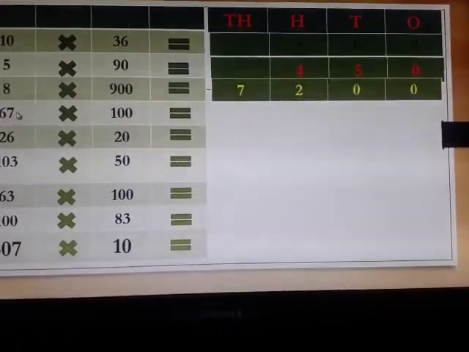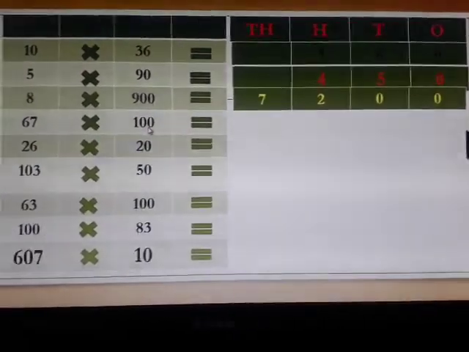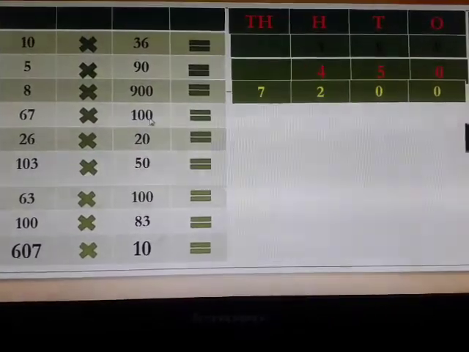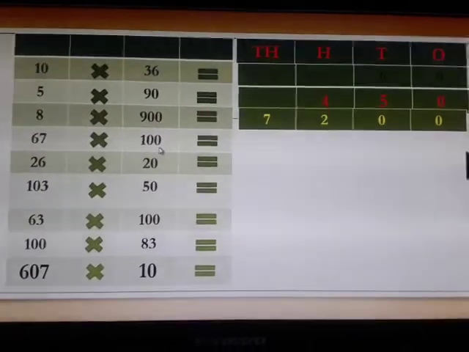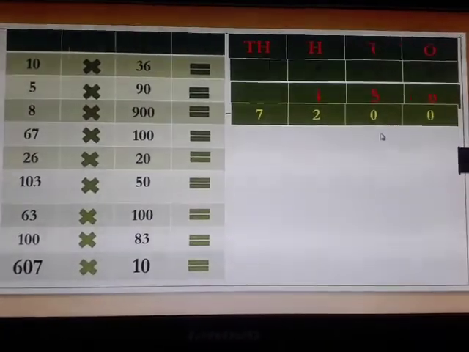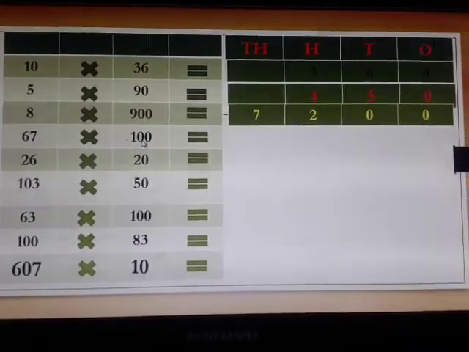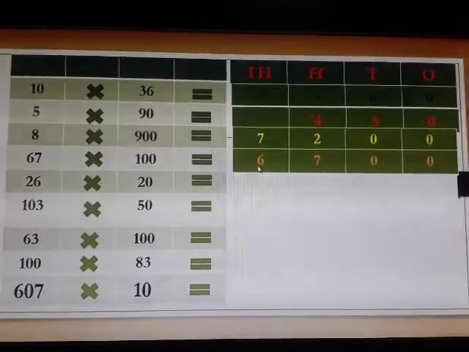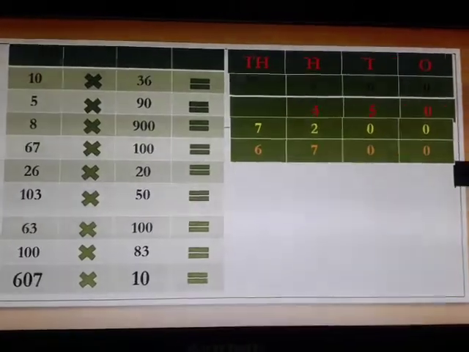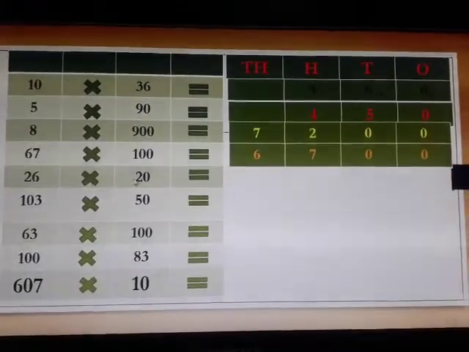In the next example, 67 multiplied by 100. Okay, 67 multiplied by 100. Write these 2 zeros at ones and tens position, and 67 ones are 67. You have to write like this. Your answer will be 6700. Now 26 multiplied by 20.